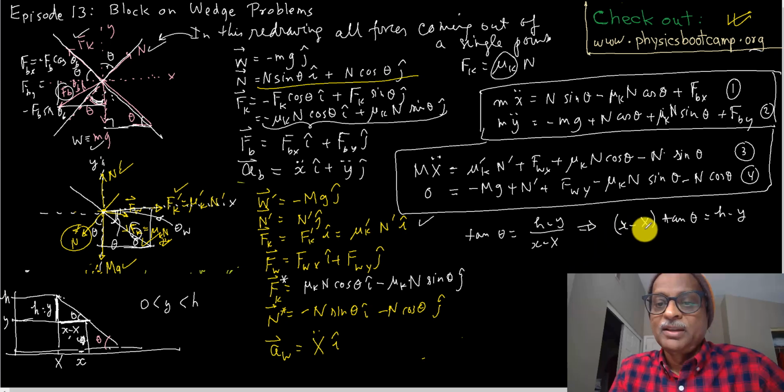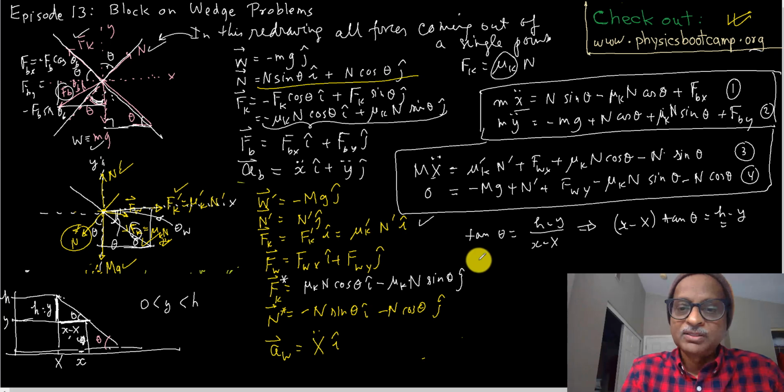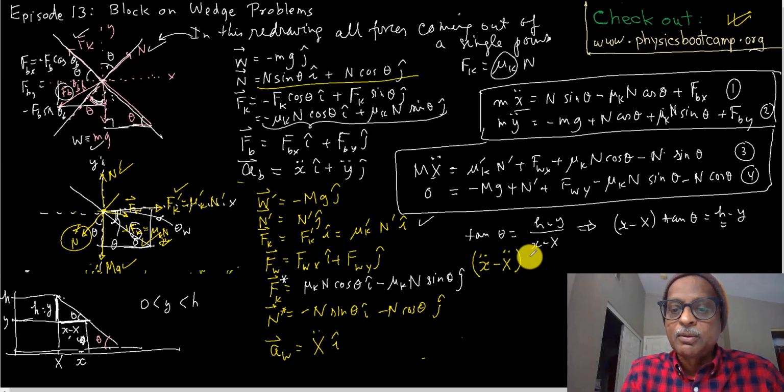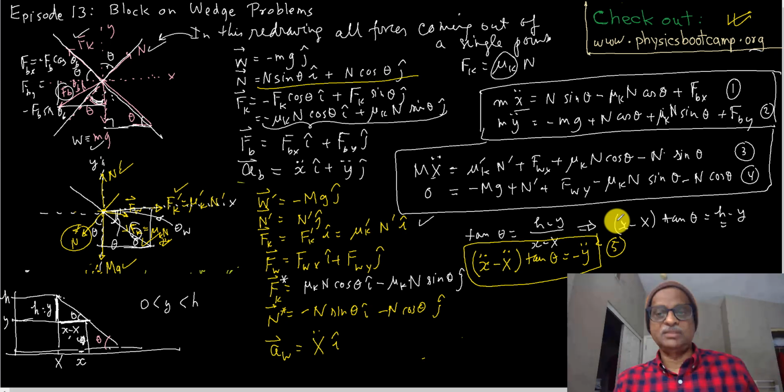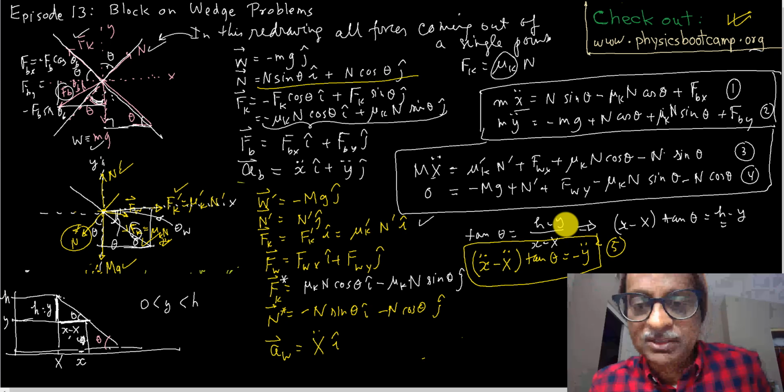So this is not very simple actually, not just an x to X relationship between this and this, but all three are connected. If I take a time derivative, this arbitrariness goes away, and so we have a constraint equation. It says that x double dot minus X double dot times tangent theta equals minus y double dot. So this is equation number 5. We have 5 equations, and they're sufficient to actually solve for all the things we wanted to solve for.